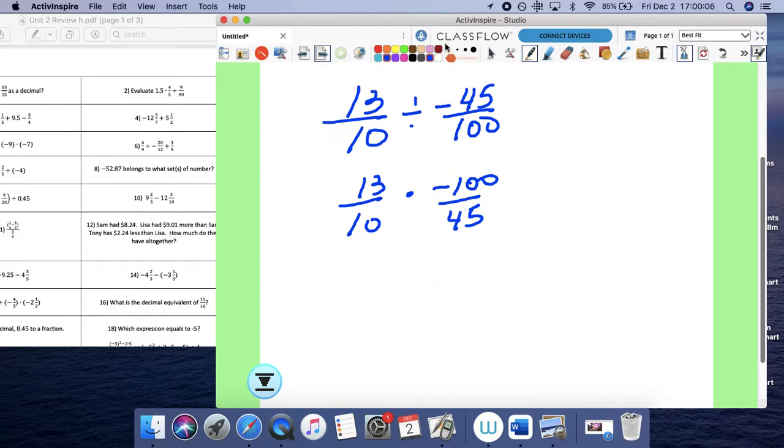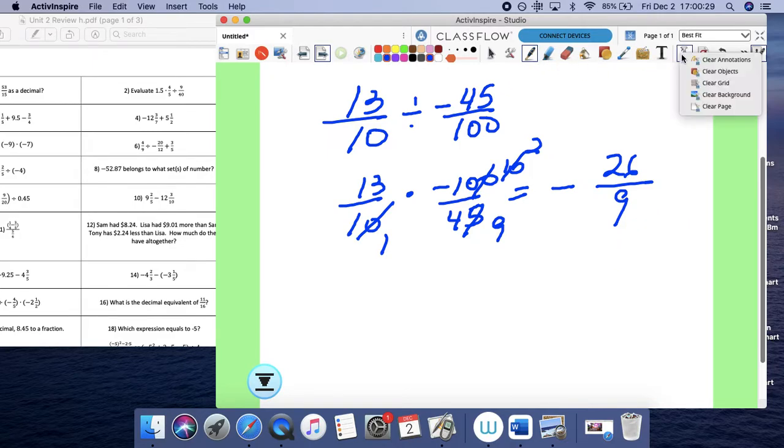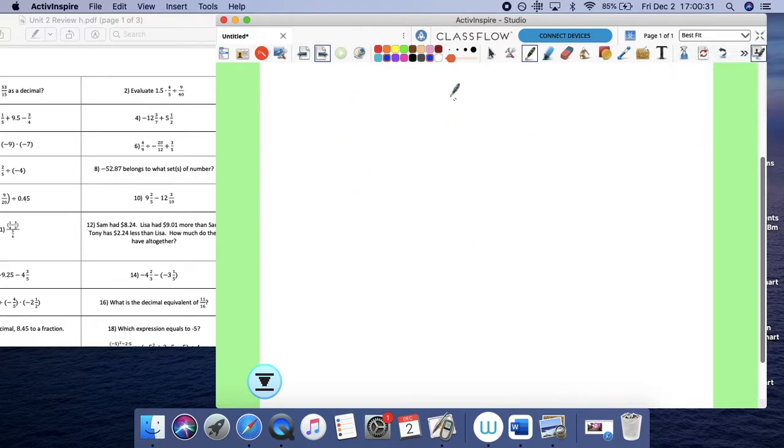Can we simplify a few things? Yep. First of all, it's a positive divided by a negative, so it's going to be a negative. 10 divided by 10 is 1. 100 divided by 10 is 10. We can simplify 10 and 45. 10 divided by 5 is 2. 45 divided by 5 is 9. I can't simplify anything else. So it's negative 26 over 9, or whatever mixed number that turns out to be.